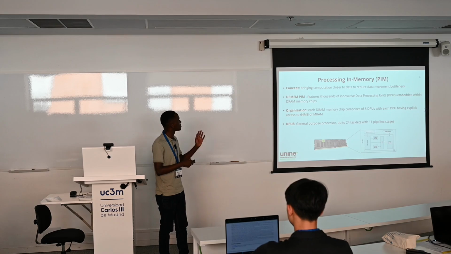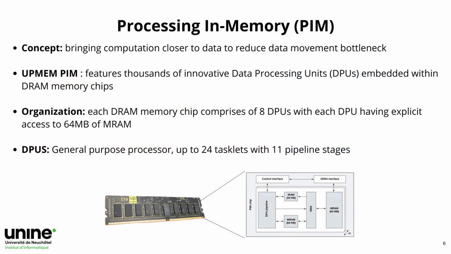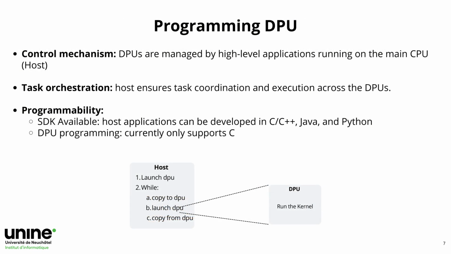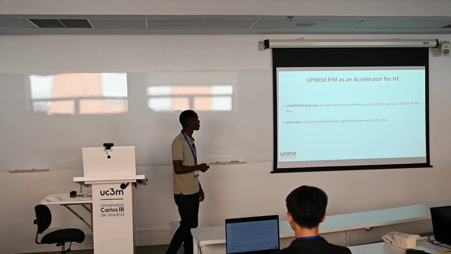So we just have a bunch of DPUs embedded with DRAM chips, and each DPU has exclusive access to 64 megabytes of RAM, and each chip has 8 DPUs, which are generally general purpose processors. And programming the DPU, you have the host application and the DPU application, and the host includes orchestrating all the operations for the DPU.